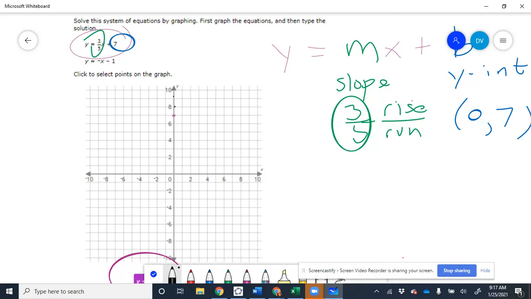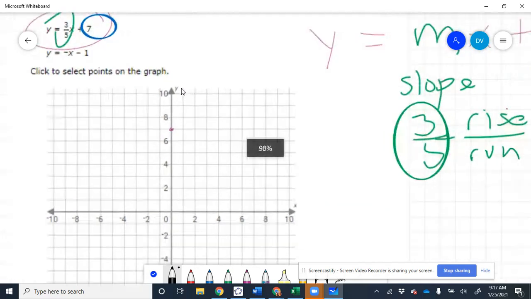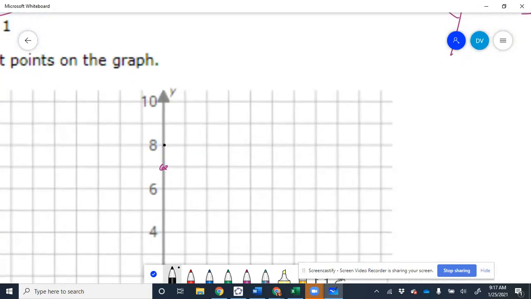I'm not that neat. Let me zoom in here so we can see it better. I'm going to go up 3, up 1, up 2, up 3. Now, I'm going to erase these black dots in just a minute. So over 1, over 2, over 3, over 4, and over 5. So right here is where I'm going to put my next purple dot.